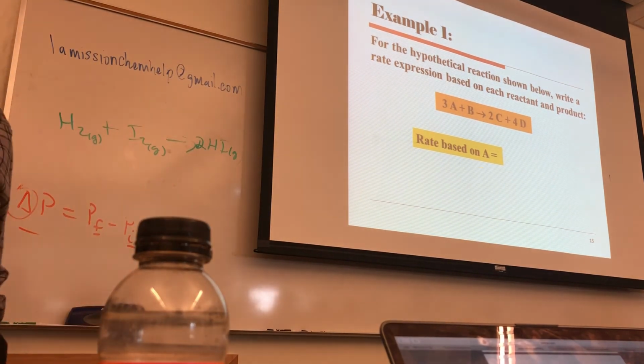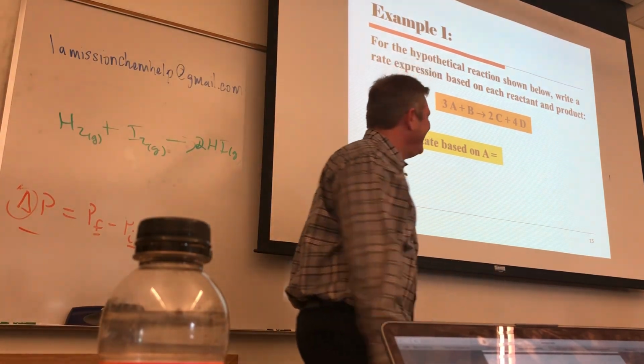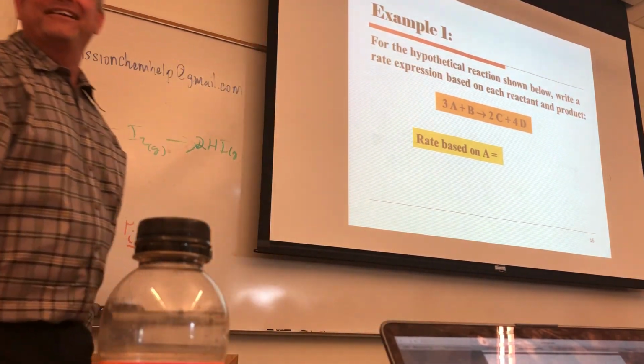So rate based on A, what would I write? 1 over 3, change of A over 3 change of T. Is it given in the notes? No. Good, okay, cool. I sometimes do that, and then all of a sudden everybody starts saying the right thing. I'm like, hey, how did they know that? I wouldn't have known that if I was you. I just looked at it beforehand, that's how I know it. I've done this a long time.